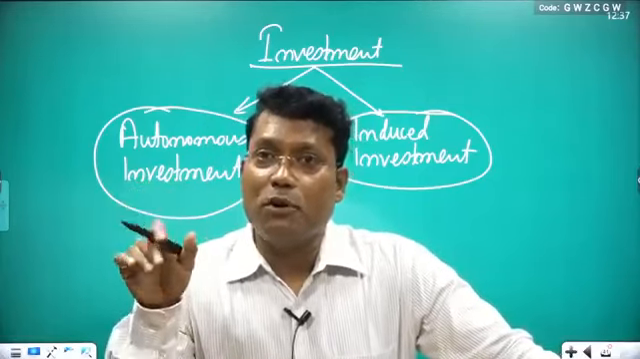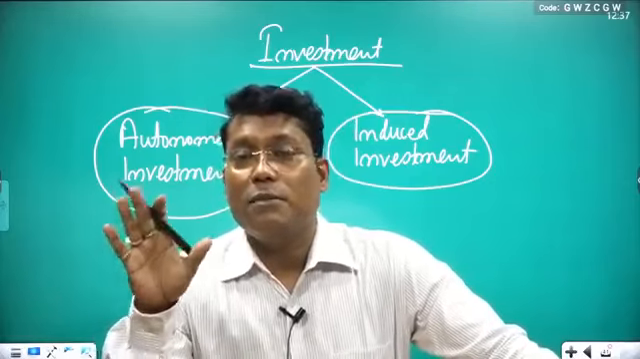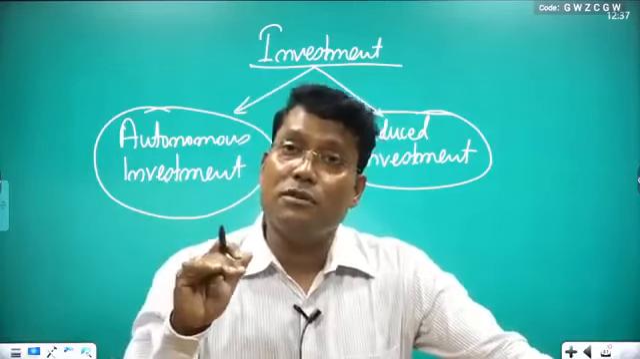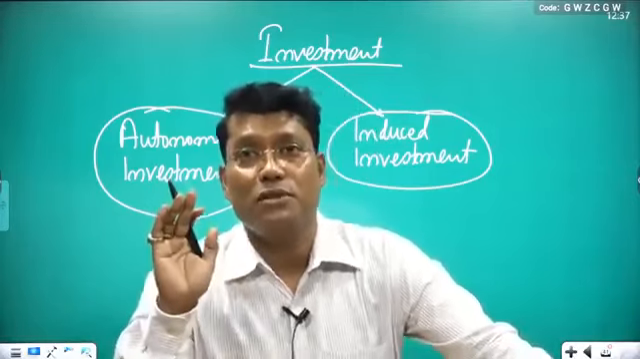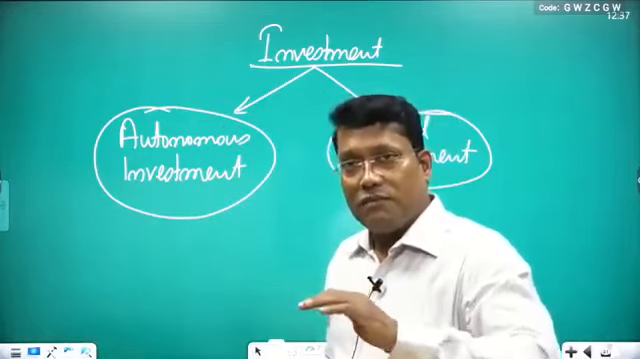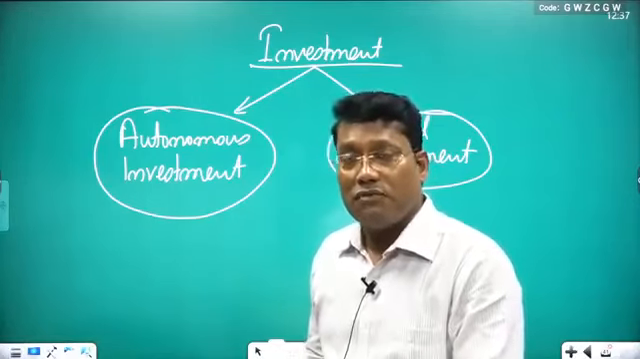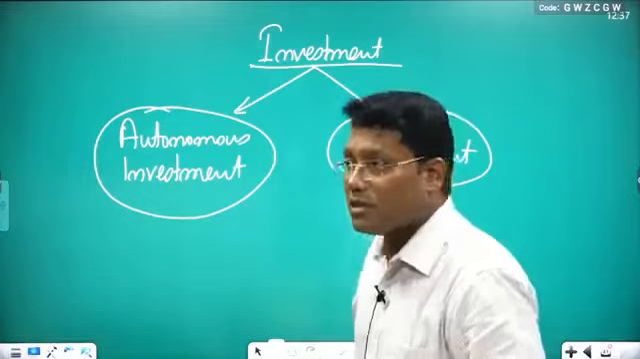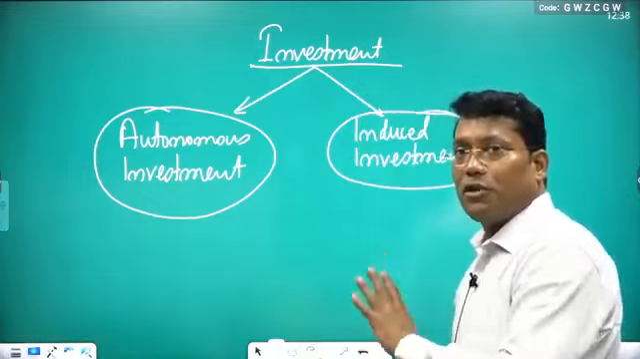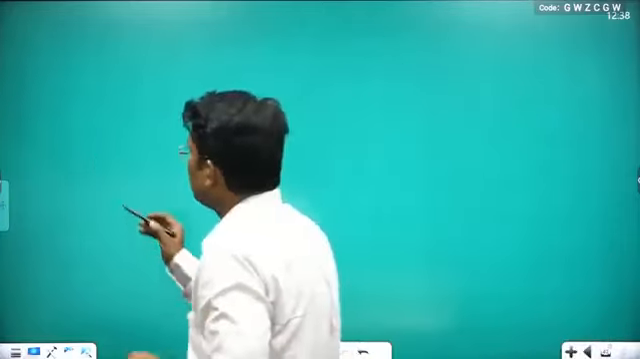Autonomous investment is the policy decision of the government, so we are not discussing it here. The induced investment depends on so many factors, so we are concerned about and discussing the induced investment. Don't write induced investment; just write investment and it's understood. Where you want to differentiate, you can use the two different words. Otherwise, wherever it is written as investment, you understand you are talking about induced investment. Clear?